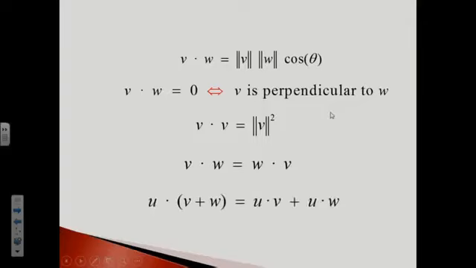The distributivity says that the dot product of a vector u with the sum of v and w equals the sum of two dot products, u with v and u with w.